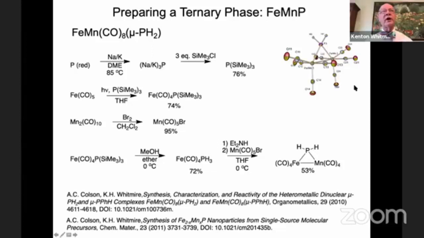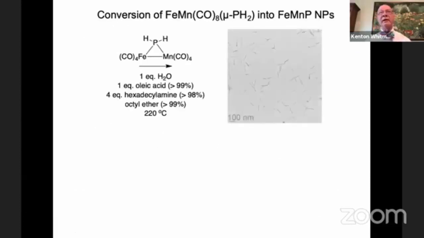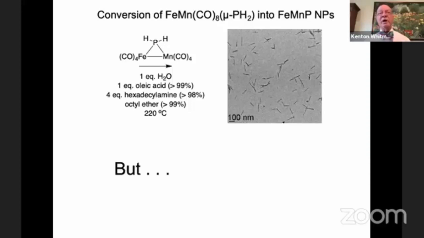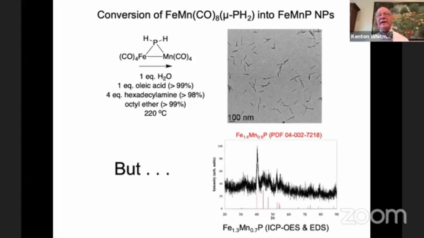That material worked very well for making nanoparticles. You could make nanorods again. They are isostructural to Fe2P. They give nice nanorods, but we also found a similar problem here to what we found with the iron system, and that was that if you actually look at the composition of those nanoparticles, they are not exactly stoichiometric. There is an excess of iron compared to manganese in these compounds.